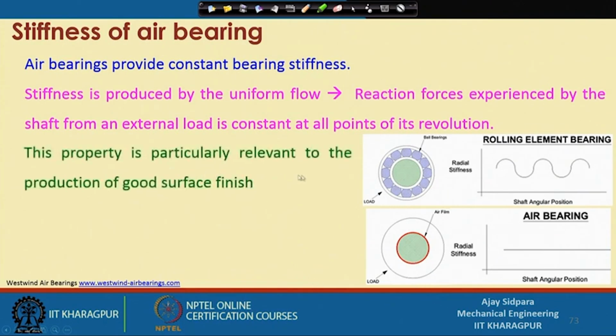This property is particularly relevant to the production of a good surface finish. That is what we have discussed here, that we want to avoid the change in the profile and the change in the waviness. Roughness is mostly unavoidable, because at whatever small scale, you definitely get surface roughness with some rough peaks and valleys, but that can be accepted if it is within the tolerance limit. But we want to avoid the waviness and the profile errors. That is the advantage here: if there is a variation in the radial stiffness, then the same thing will be reflected in the component which you are going to machine.